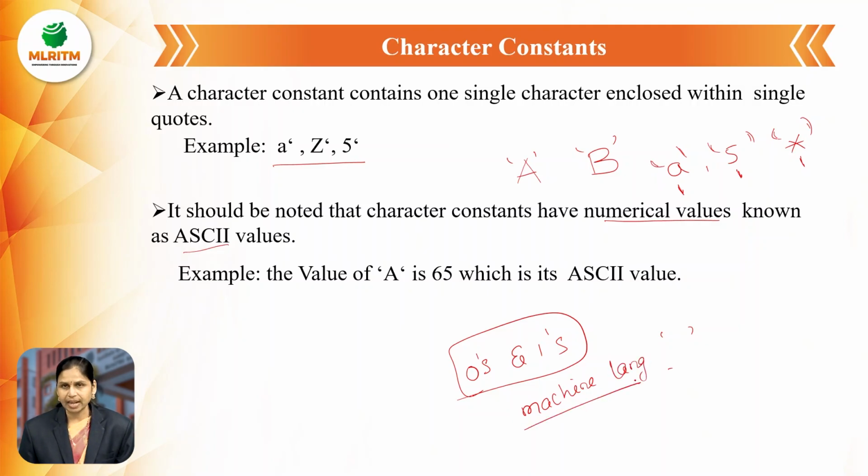The computer does not understand a language which contains alphabets, digits, or special symbols, so we have to convert that high-level language into machine language. That concept is very different; it is the compilation process, and I will explain it in the next classes. So a character constant means a character within single quotes, and every character is converted into an ASCII value.